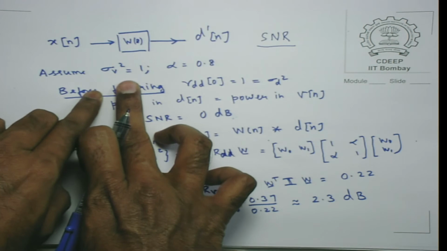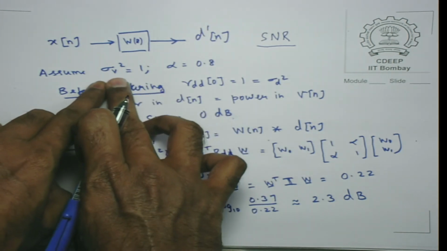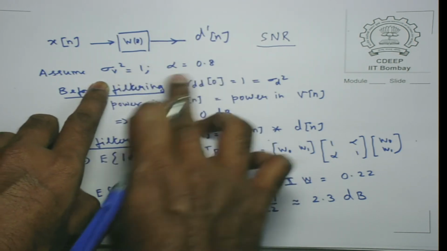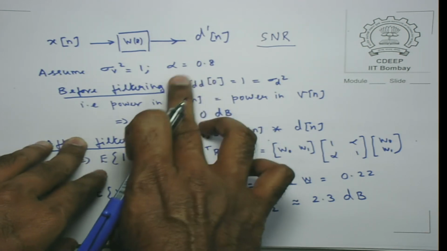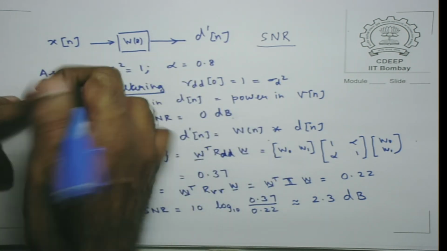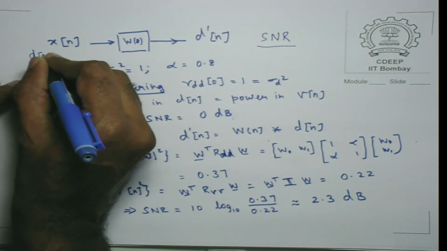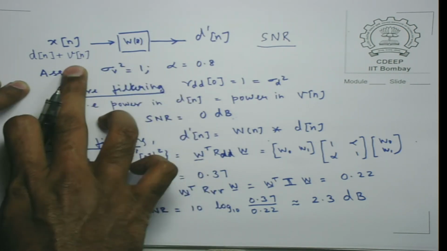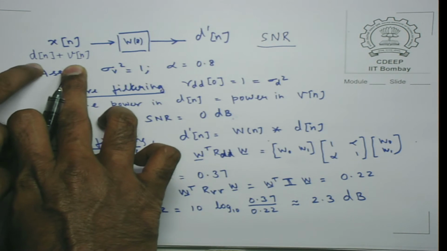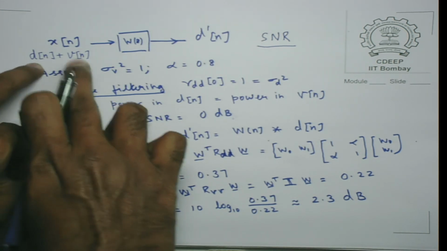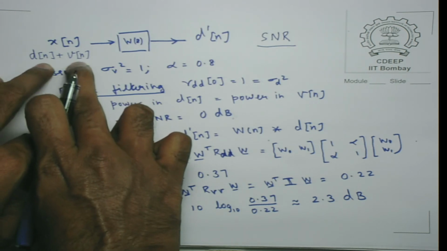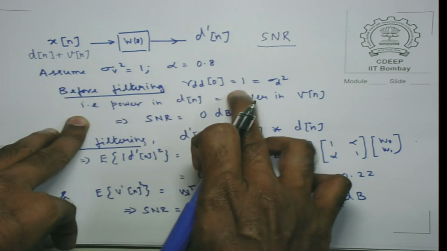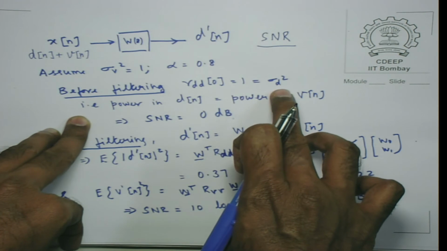Let us use some specific numbers just to get a value. Sigma v squared is assumed to be unit variance white noise. Alpha could be any choice, but let us take alpha to be 0.8. Before filtering, x of n is d of n plus v of n, which means this is the signal power and this is the noise. The ratio of these is the signal to noise ratio. If you assume d of n to have unit variance, then Rdd0 is 1, and that is sigma d squared.